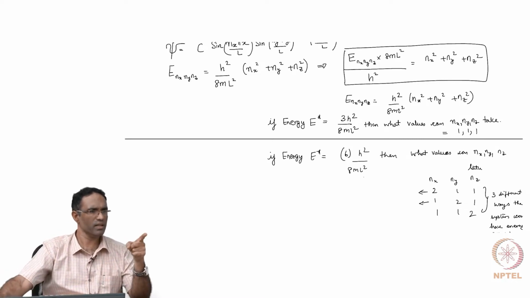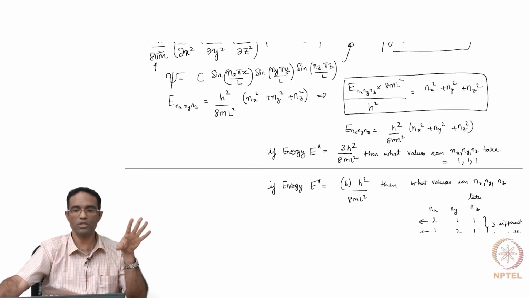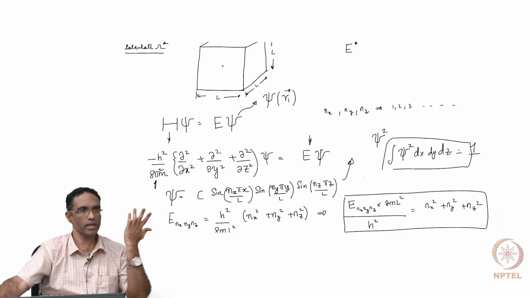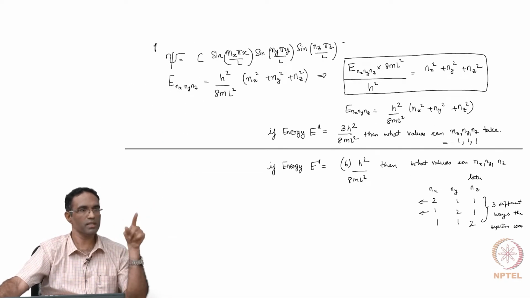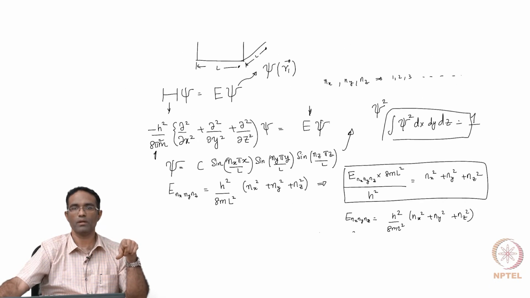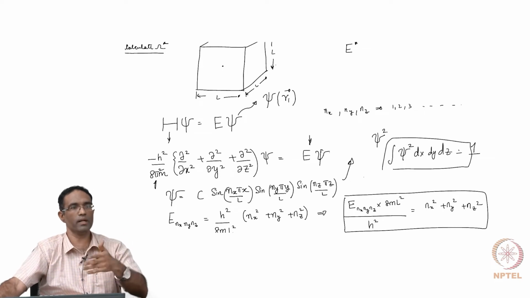Is there any question there? Anything? N is not 0. N is 1, 2, 3, 4. As the solution of this differential equation requires n, if it's trivial, then E is 0, right? So n cannot be 0. Anything else? If nx is 0, xi also comes out to be 0. So you can't have 0. The nx, ny, nz, the integers that you get, cannot be 0.